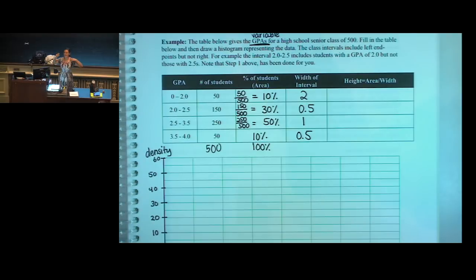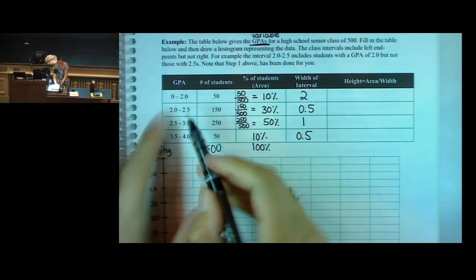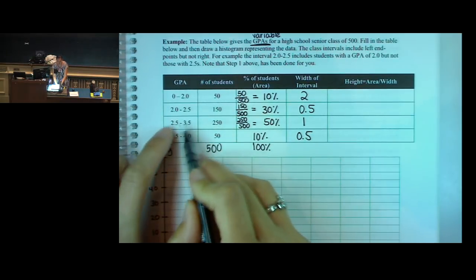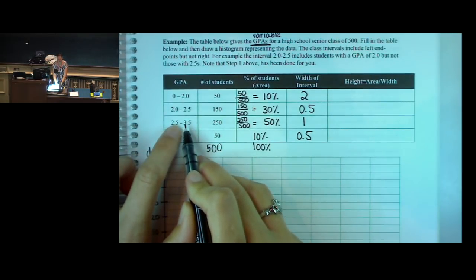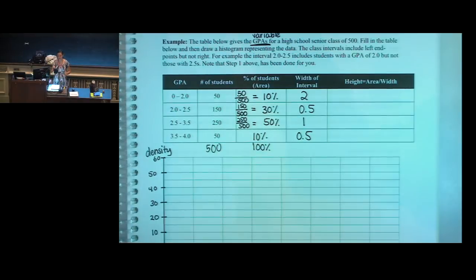Yes? That is a good question. Here, since 4.0 is the last one, assume it is included in that graph, yes. Only for the last one, though. That's a great question. But like for 2.5, that would be included in this bar, not this one.